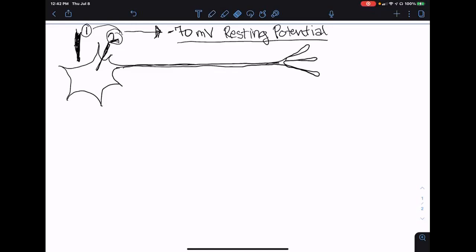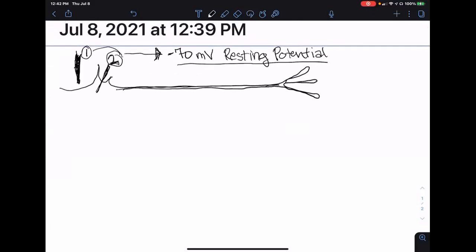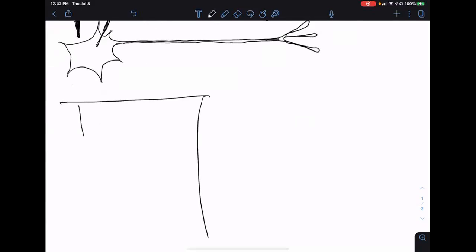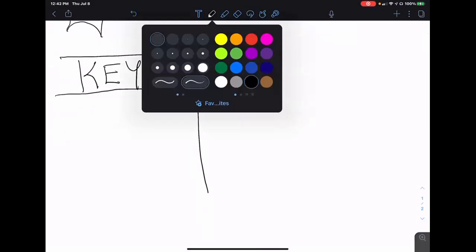And so there's going to be a few different ions involved that help maintain this difference in electrical charge. Before we can continue our conversation any further, we are going to need a key. So let's draw out a key right here. There's going to be a few different ions and a few different channels that these ions are going to be going through. We're going to make each of these ions a different color.